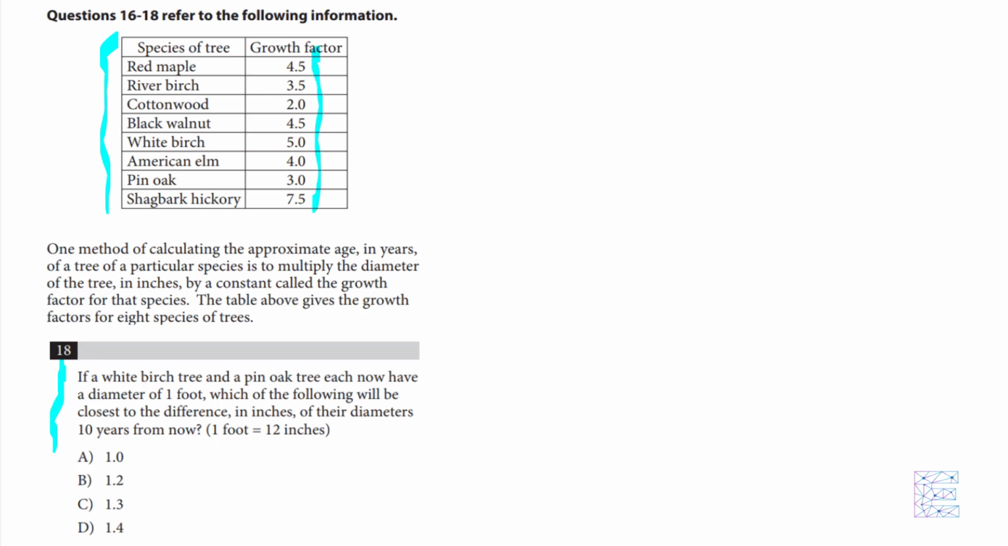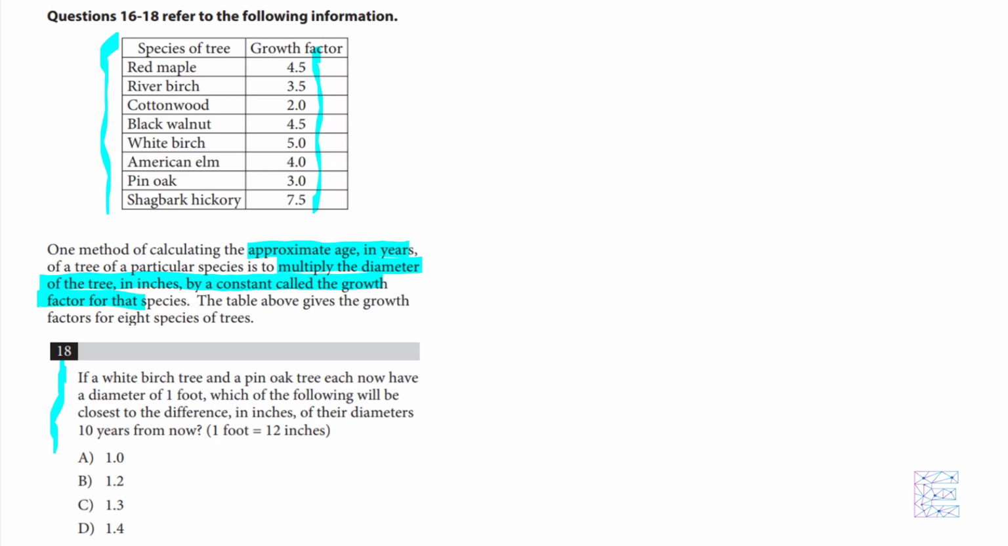And now we're told that to calculate the approximate age in years of a tree, you simply multiply the diameter of that tree by a constant called the growth factor. Notice that the growth factor has to be found from this table. Also notice that the diameter is in inches. Now, let's write out this formula. To find the age of a tree, we're going to need the diameter of that tree times its growth factor.